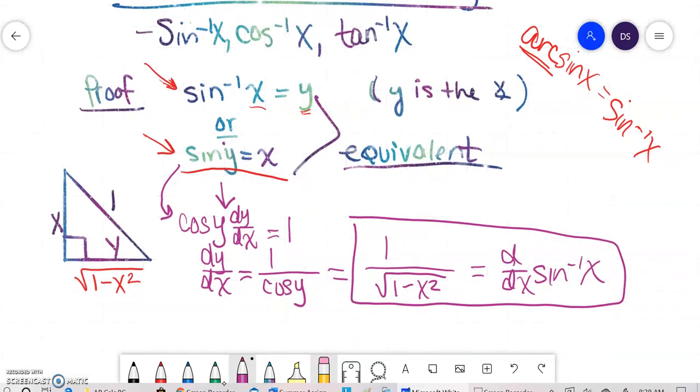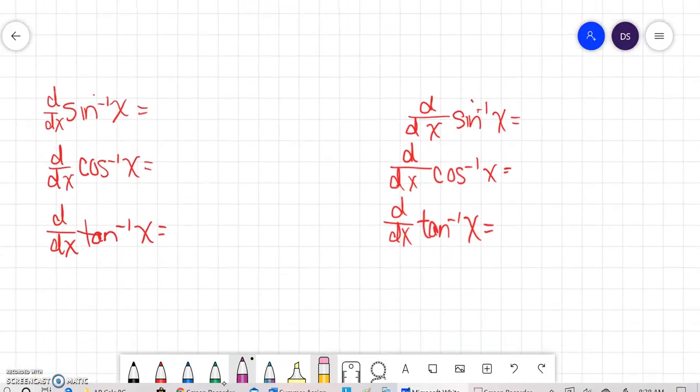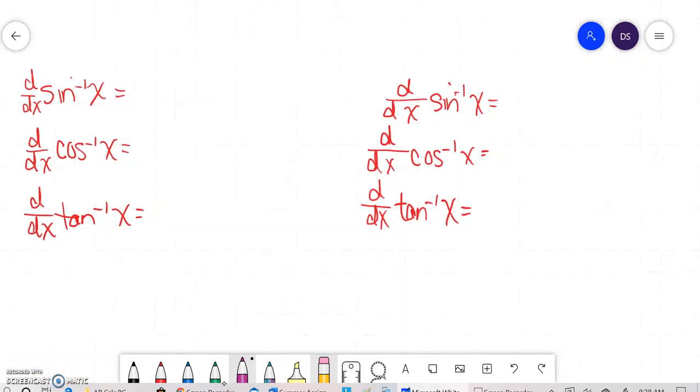So I'm going to move this up. Again, you can pause wherever you'd like. And we're going to write down the derivatives. So the derivative of inverse sine is 1 over the square root of 1 minus x squared.